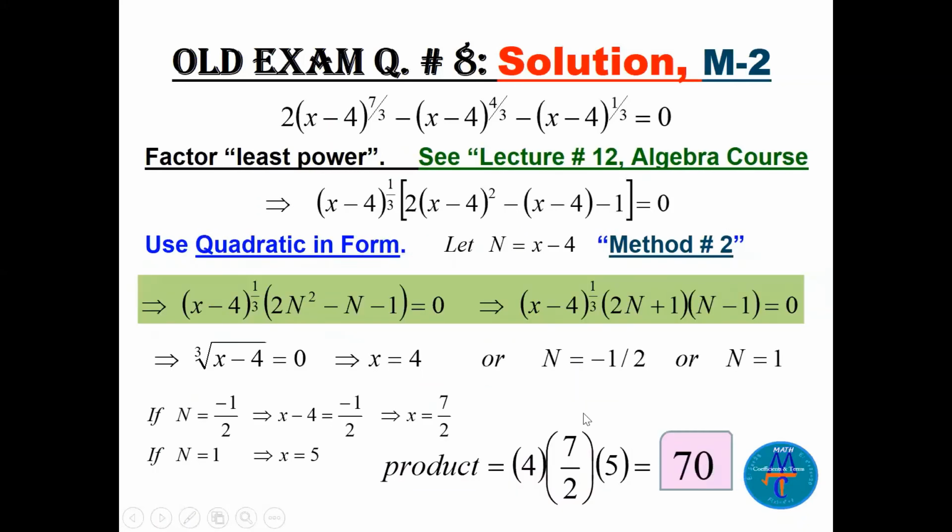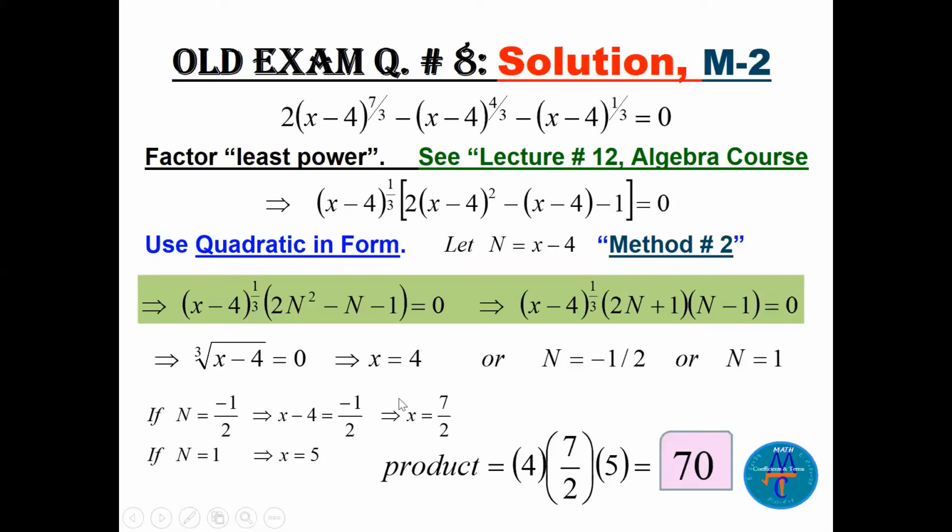Now, the second method, same idea, the factoring is the same. But you do not expand the inside. Use quadratic in form. So I say let n be this, x minus 4. I make it n. And this will be n squared. So I put here 2n squared, maybe easier, minus n minus 1. And leave this one, x minus 4 to the power 1 over 3. Now we factor this trinomial here, 2n squared minus n minus 1 will be 2n plus 1 and n minus 1. So n will be minus half or n will be 1.